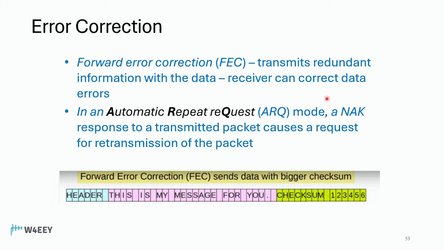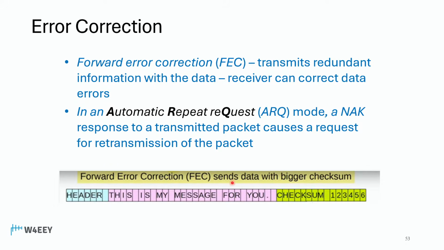Then another form of error correction is ARQ. In an automatic repeat request mode, or ARQ, it's helpful to remember what that means: a NAC response to a transmitted packet causes a request for retransmission of the packet. NAC means not acknowledged. So we're going to send a packet. We're going to see if we received it correctly. If not, we're going to ask for a repeat.